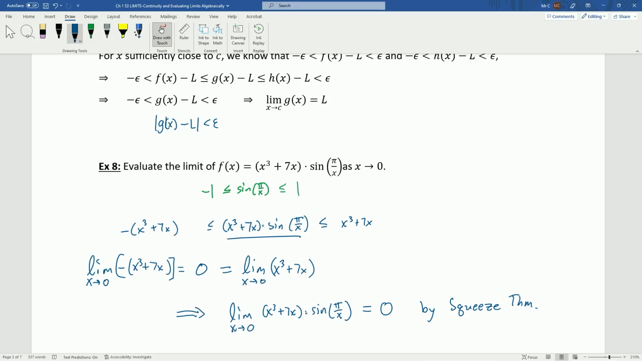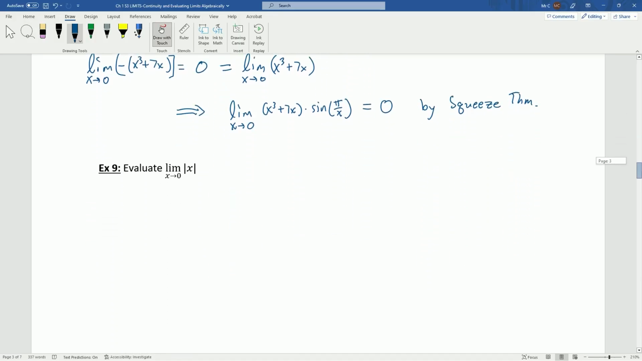That's the whole thing. So whenever you're trying to apply the squeeze theorem, you have to know the properties of your functions and use that to determine some similar related functions that can be an upper and lower bound for that function. All right, let's move on.